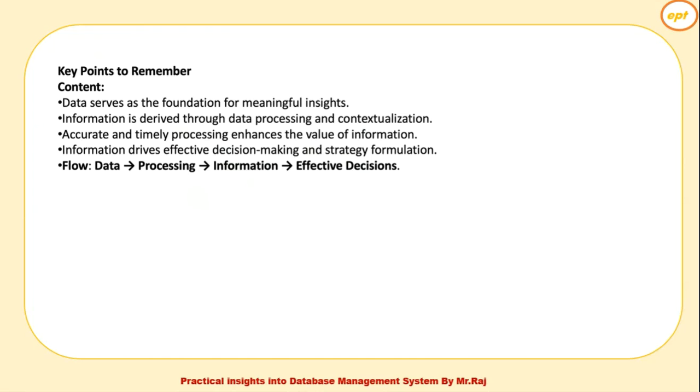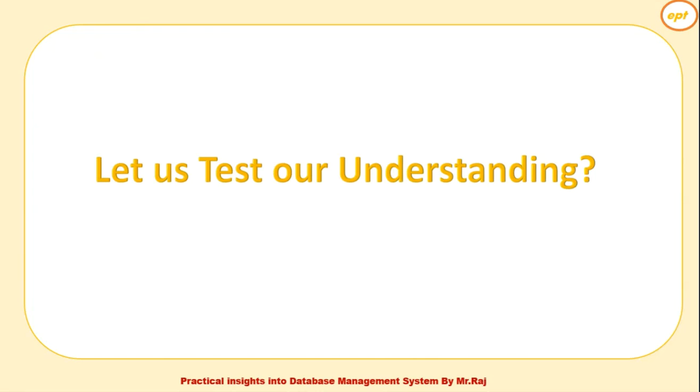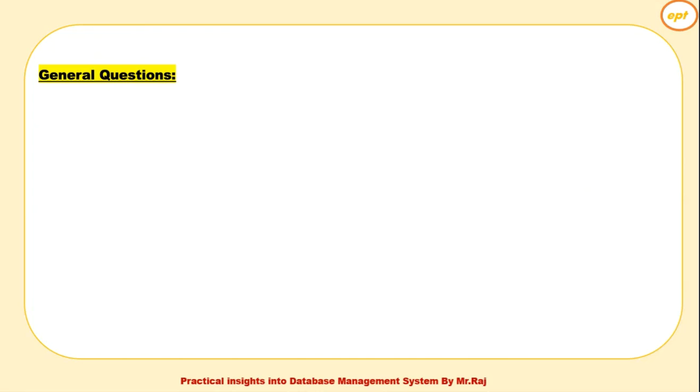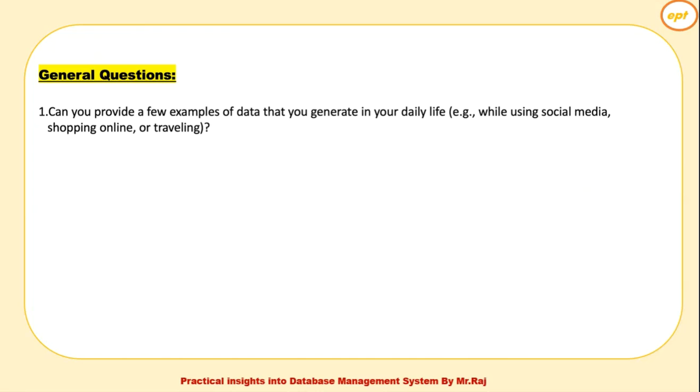Now these are the key points whatever we have seen. I don't want to repeat the same points again. Please take the screenshot of this one. Whatever we have seen through the visualization, through the points in the previous slide, same thing I have just kept here for your revision purpose. But I have questions for you. Now this is the first question. Can you provide a few examples of data that you generate in your daily life? While doing shopping, while traveling, in social media?